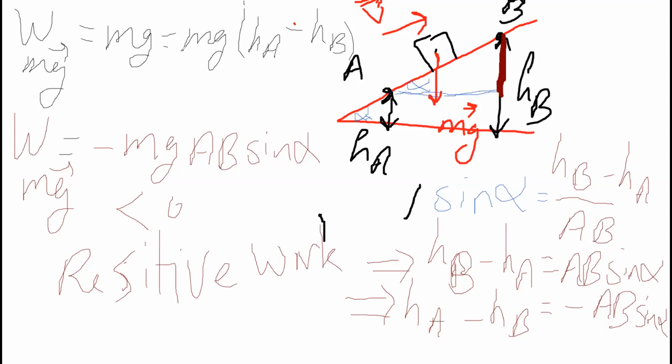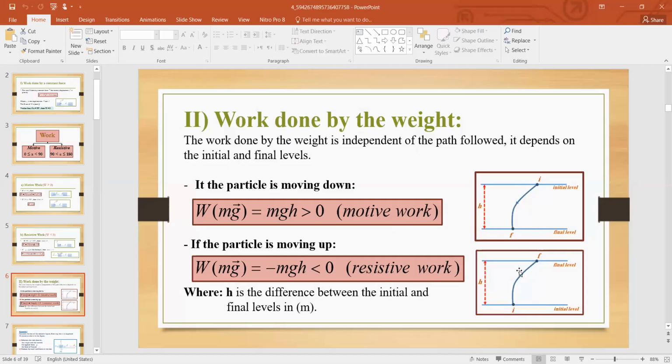Now, let us continue. As we said, work done by weight is mg times h initial minus h final, which may be positive, motive, and h initial minus h final may be negative, resistive.